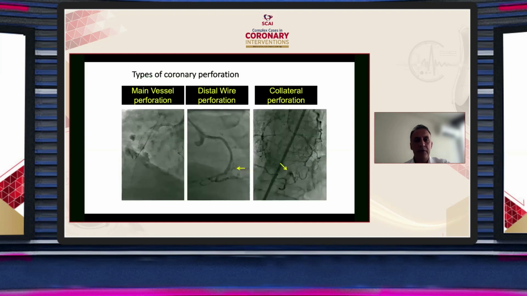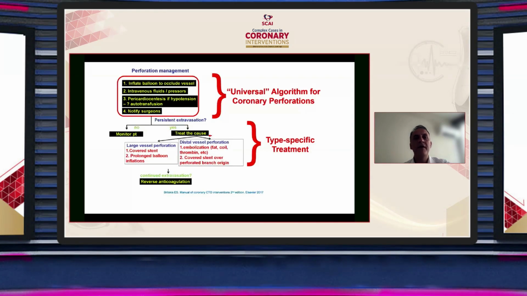Let's talk about perforations. So we could have a main vessel, distal wire perforation, or collateral perforation. If we have a perforation, we should do balloon tamponade right away to stop the bleeding first of all, and we should give some intravenous fluid or pressors. If the patient has hypotension, then we should do a pericardiocentesis right away. And also, of course, we should notify surgeons that we have a perforation.